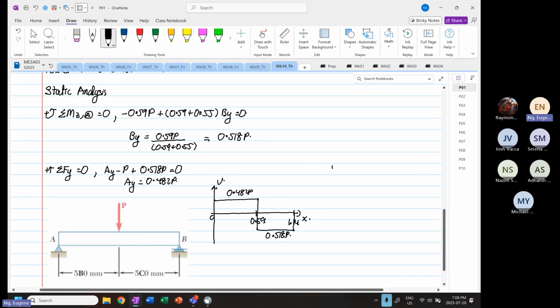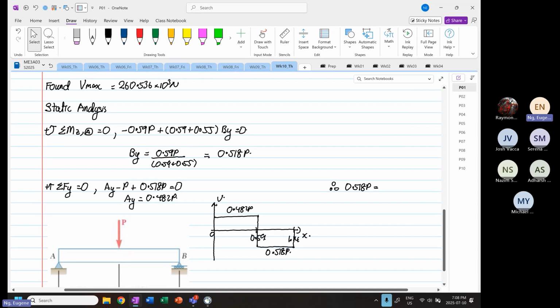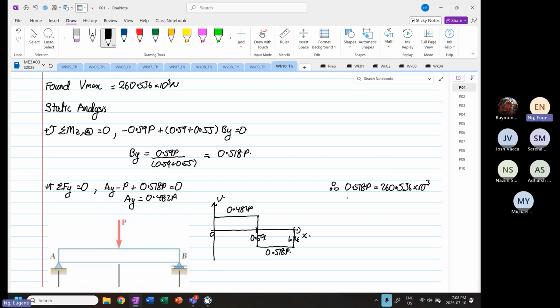So therefore, 0.518 P will be equal to our Vmax of 260.536 times 10 to the power 3. So therefore, P will be equal to 260.536 divided by 0.518. We discover that P will be equal to 502.965 times 10 to the power 3 Newton. Okay, that's our P value.